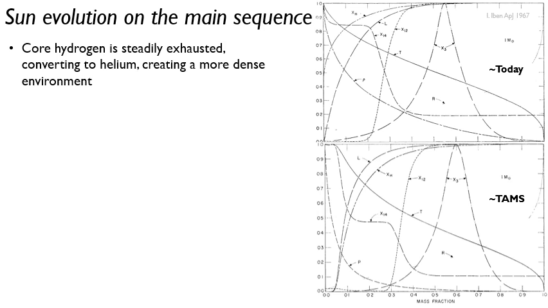So stellar evolution on the main sequence, the definition of the main sequence is that core hydrogen is being burned and converted to helium, and that's going to create a more dense environment. And you can look at this really beautiful plot from quite a while ago, basically showing the structure of the sun today and at terminal age main sequence. So once the core hydrogen is essentially exhausted.